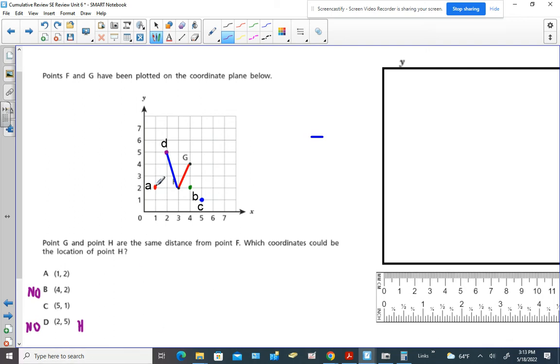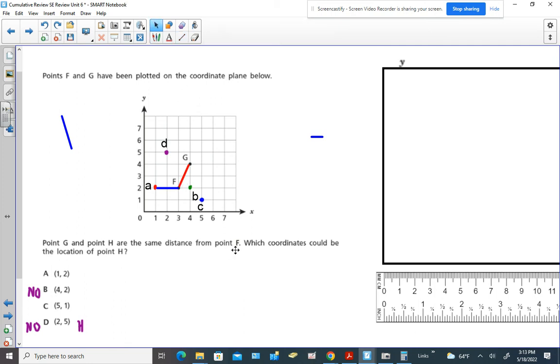So choice A is over here. That's the ordered pair of 1, 2. So let me move these other lines out of the way. Let's move the blue line out of the way. Let's make a new blue line, and let's examine the length of that. Now that we can see is 2 units. In this, we really don't know how many units it is.